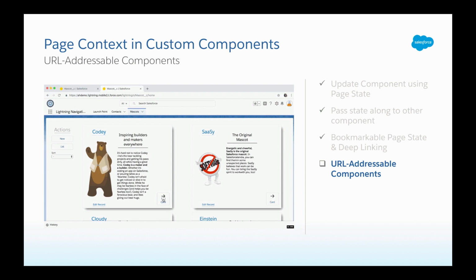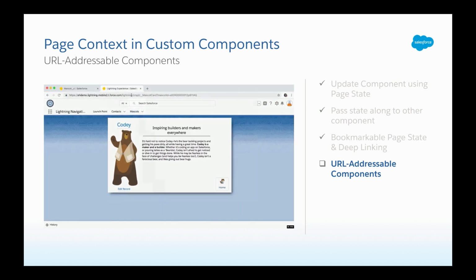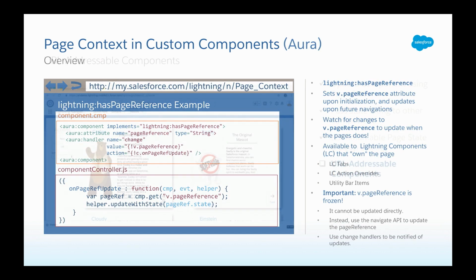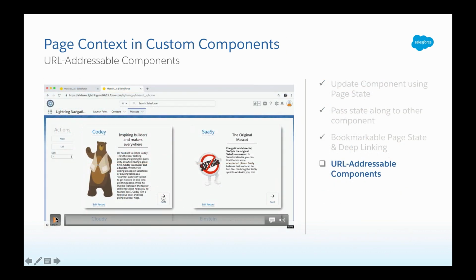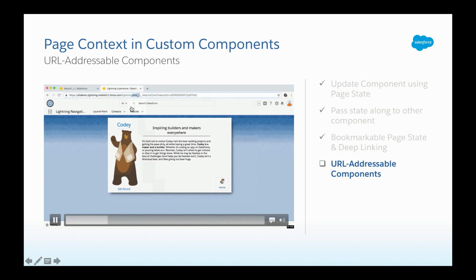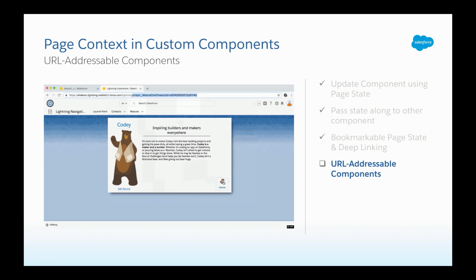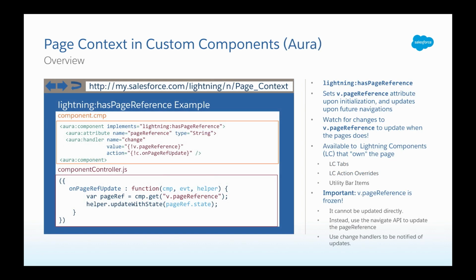And finally, URL addressable components. So you may have noticed these cards here. These cards are directly navigatable. You go to /cmp/ the component name. That goes directly to that component. This doesn't require any admin to add a tab or anything. So how does this look?